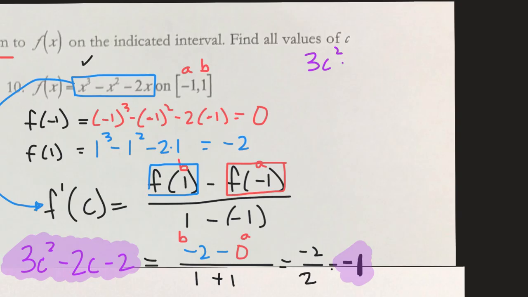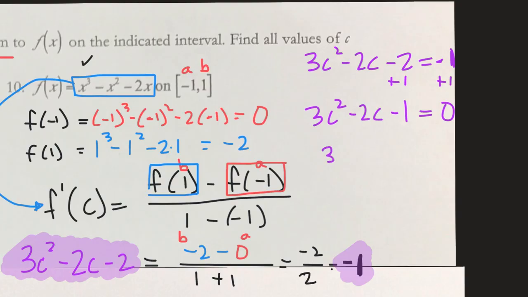3c squared minus 2c minus 2 equals -1. Okay, so I'm going to add 1 to both sides so I can make this into a quadratic. 3c squared minus 2c minus 1 equals 0. So let's factor this. Hopefully it's factorable. I have 3c and c. That's what multiplies together to give me 3c squared, right? So I have a 3c times c. That's a c squared. And now I need numbers that multiply to give me -1, which are, of course, 1 and -1. So the question is, which one goes where?